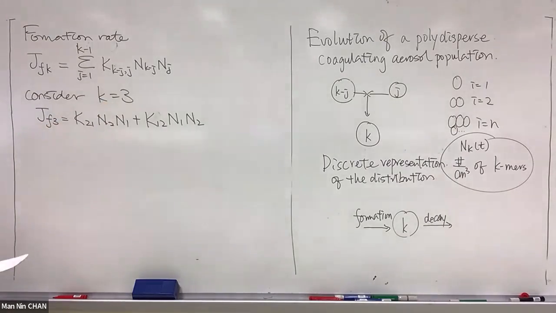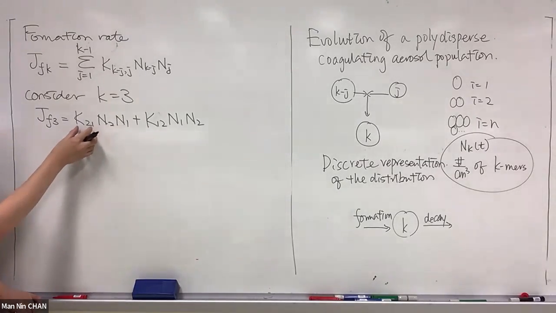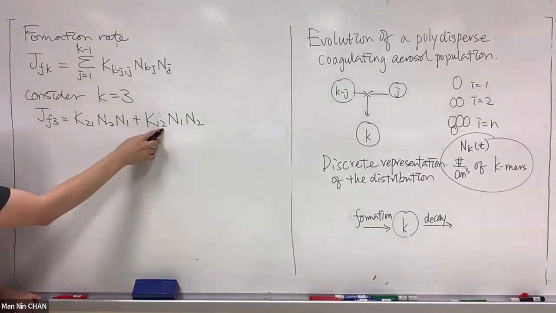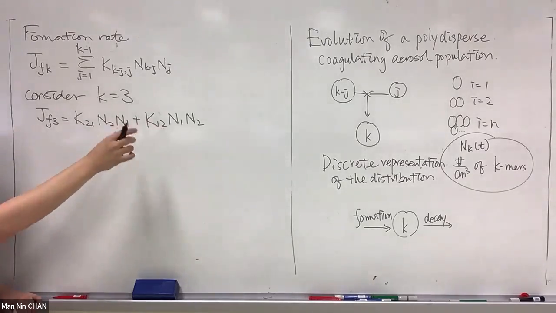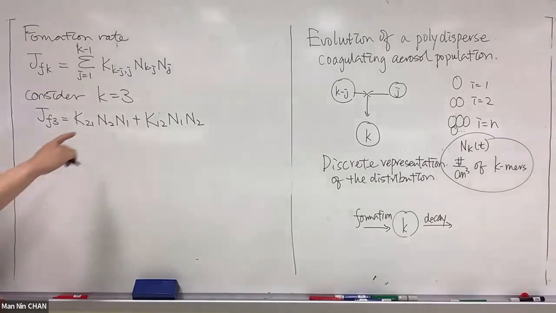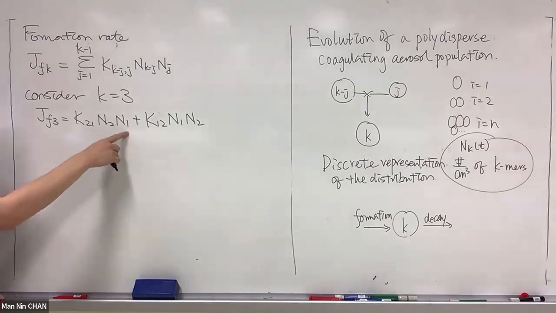Okay. And you can see here, because the coagulation coefficient K_2,1 will be equal to K_1,2, because they are the same. We are talking about the coagulation coefficient, so N2 relative to 1 will be equal to 1 relative to 2, so they will be the same.